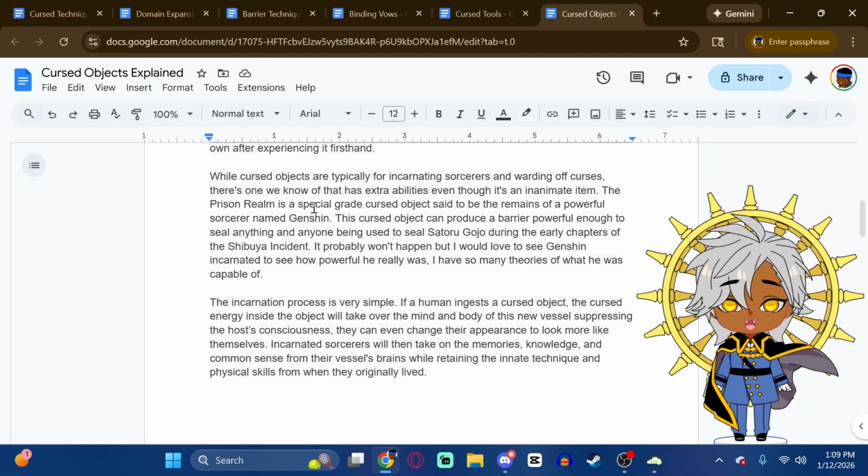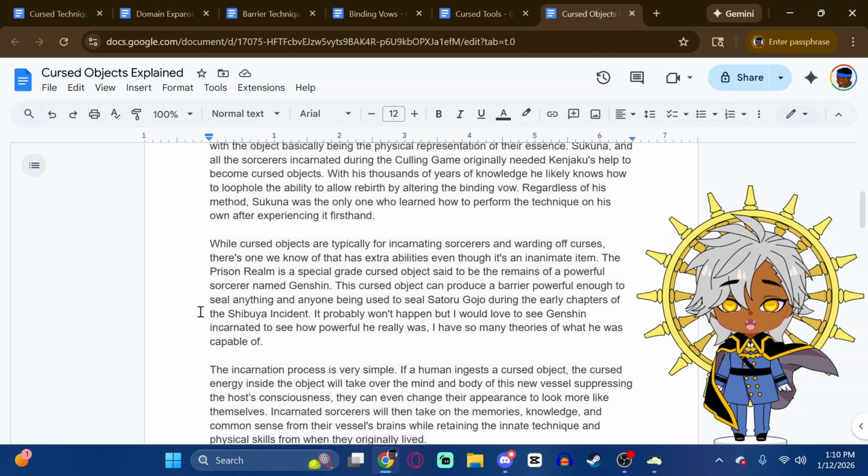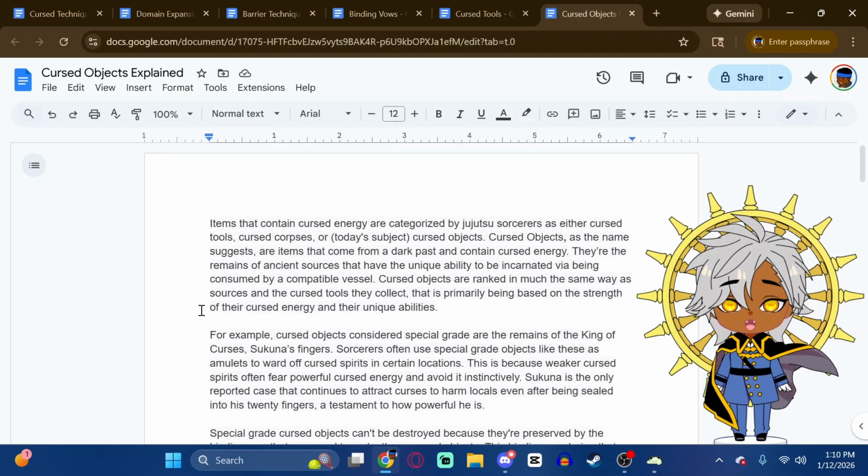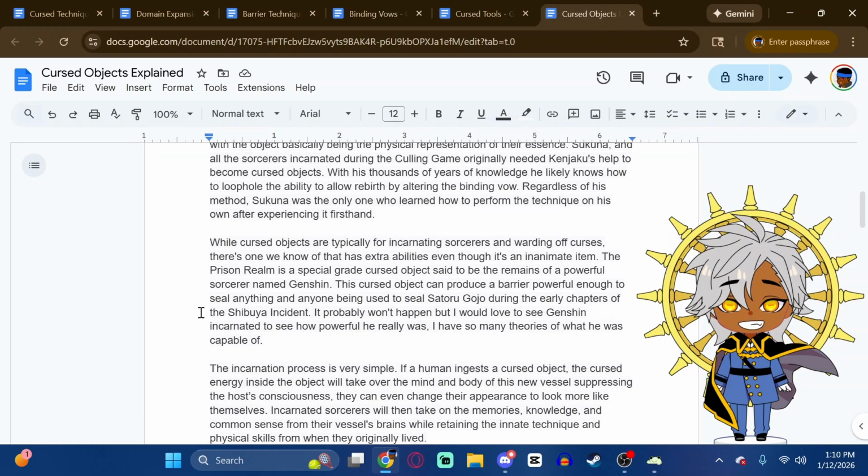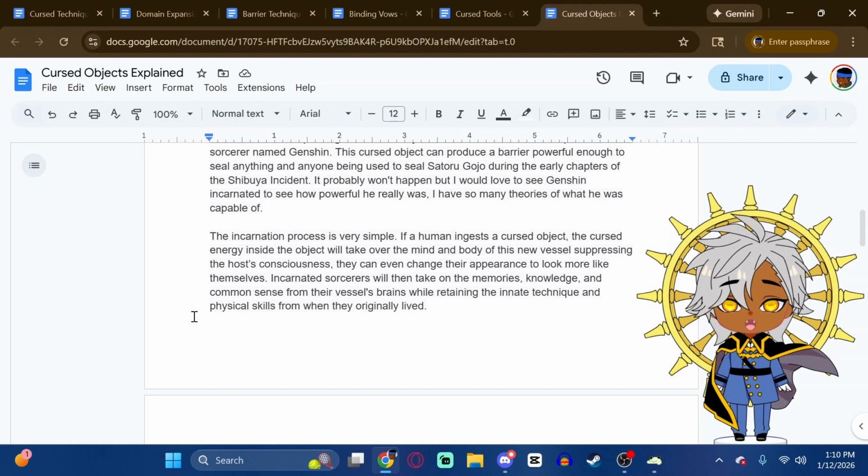So his fingers are a curse? Yes, his fingers are cursed. They are very special cursed objects. Sukuna's 20 fingers in his lore were said to have been cut off, and a portion of his power was pretty much sealed into every single finger.